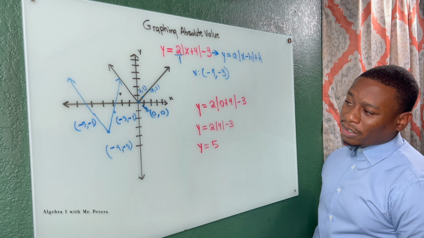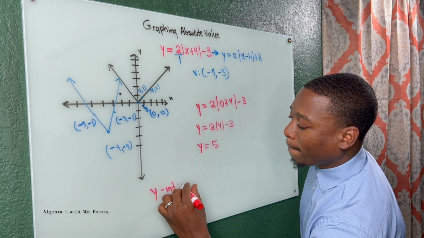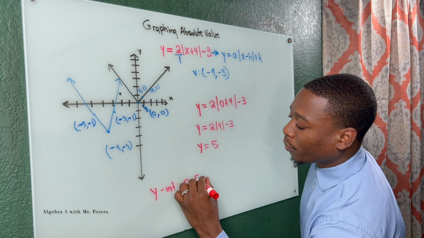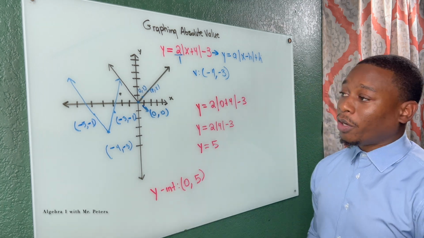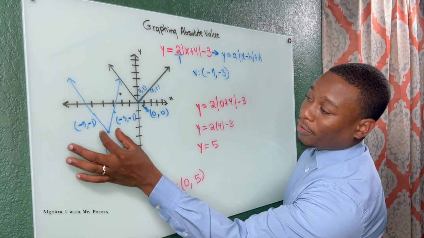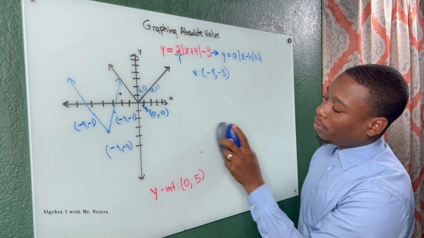So I know the y-intercept, right, is going to be at 0, +5. Now let's say I wanted to figure out where this absolute value crosses the x-axis. This is how we're going to do that.